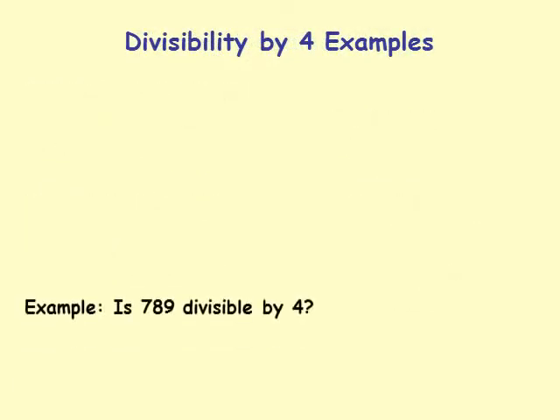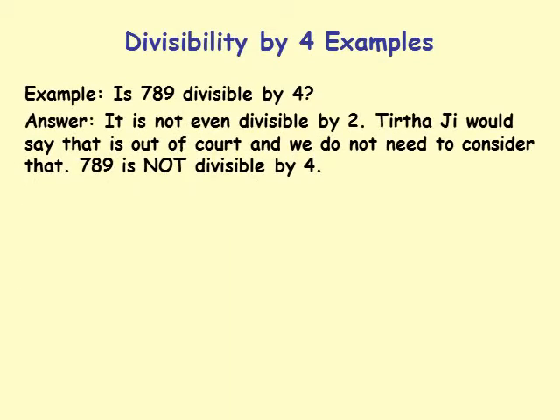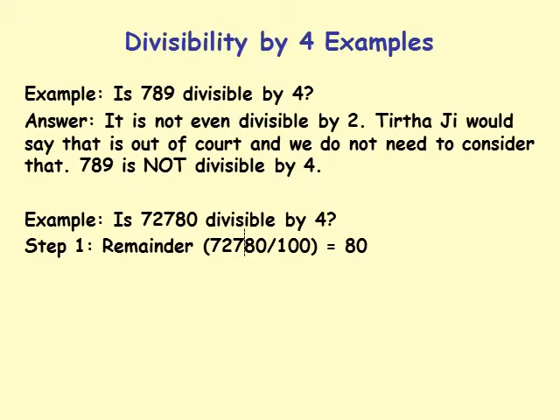Okay, examples. Is 789 divisible by 4? It's not even divisible by 2, and Tirthaji would say that is out of code and we don't need to consider it. 789 is not divisible by 4. Let's continue. Is 72780 divisible by 4?